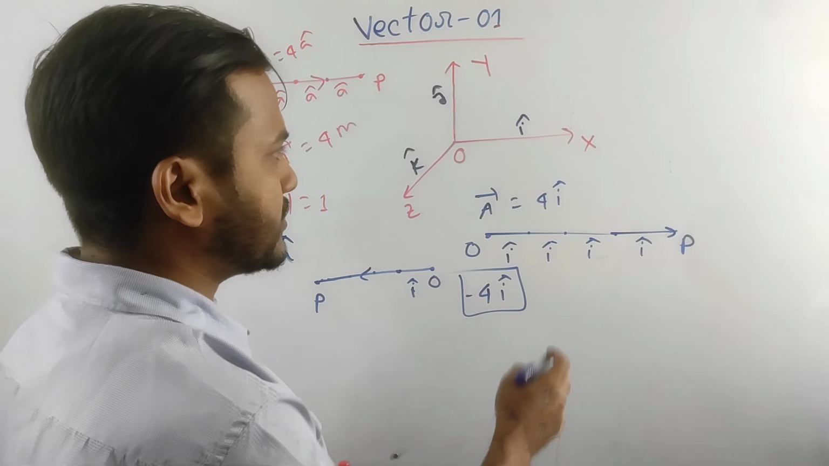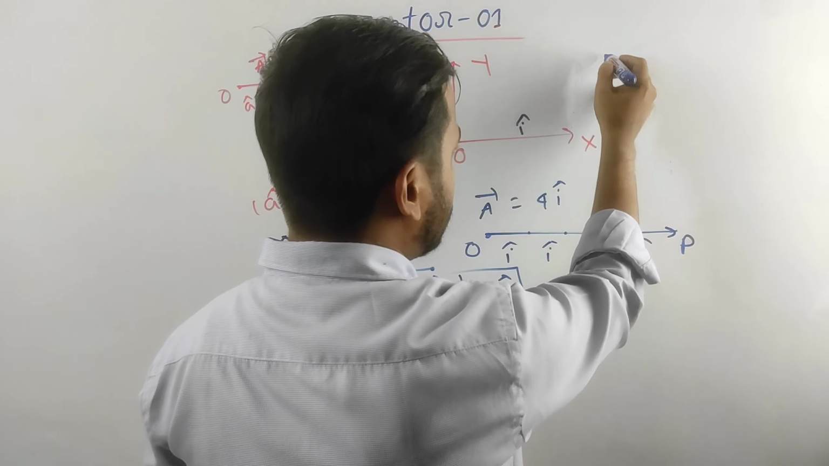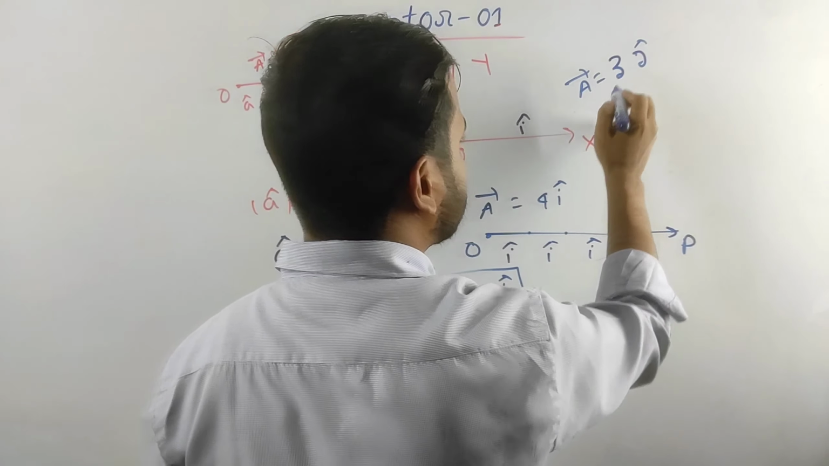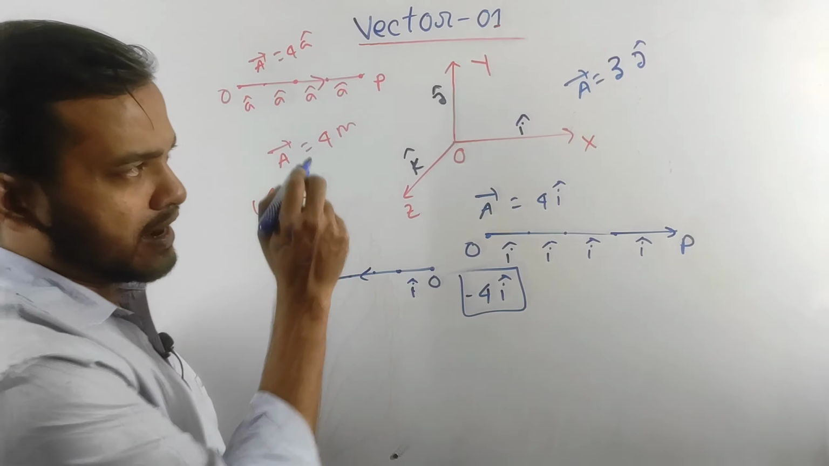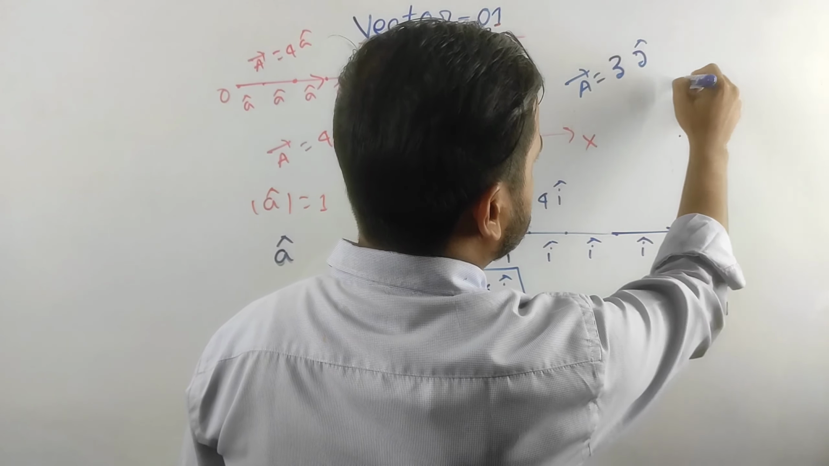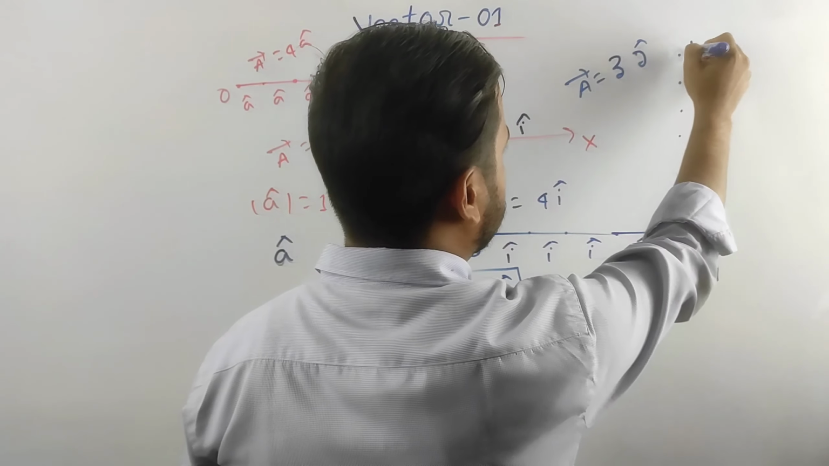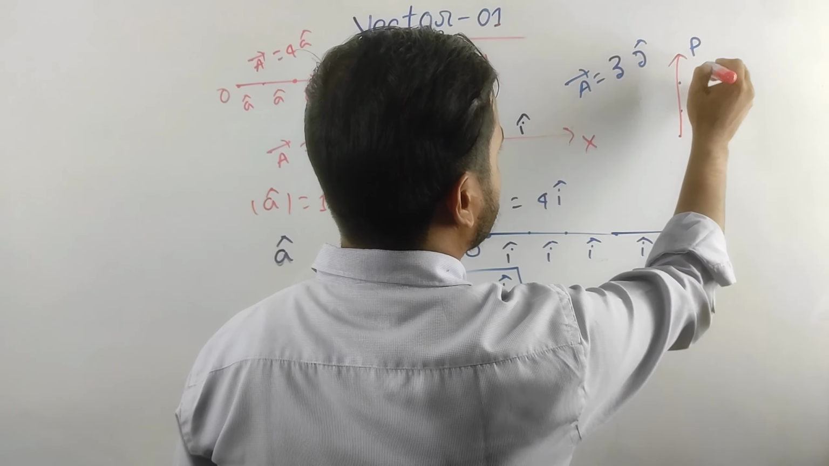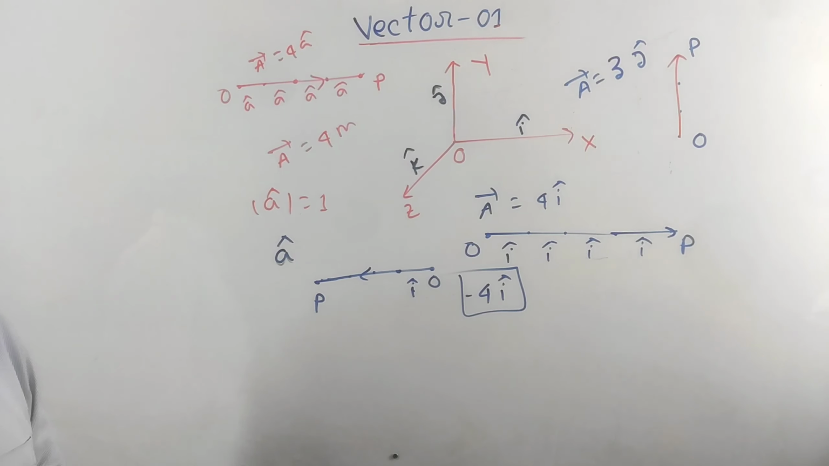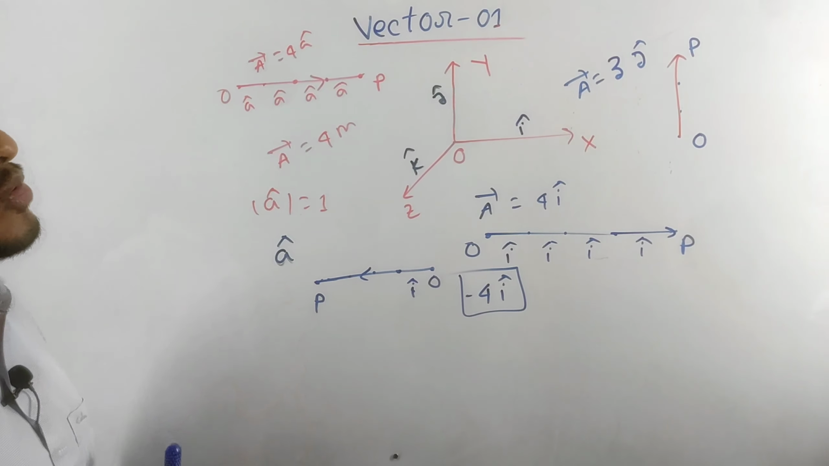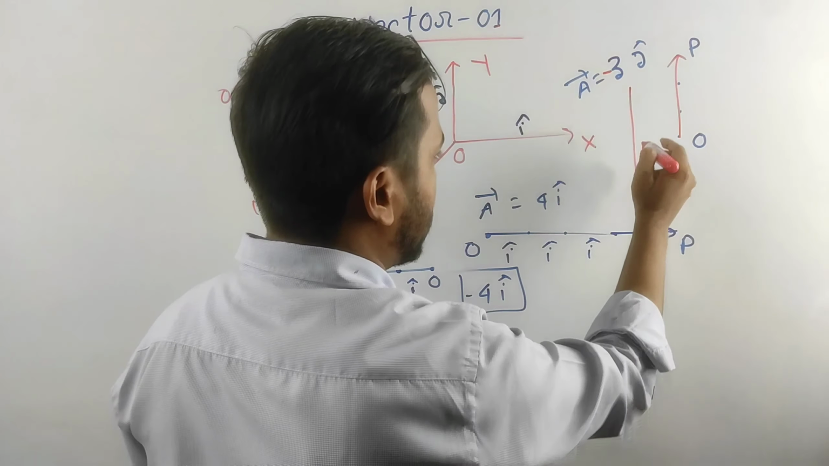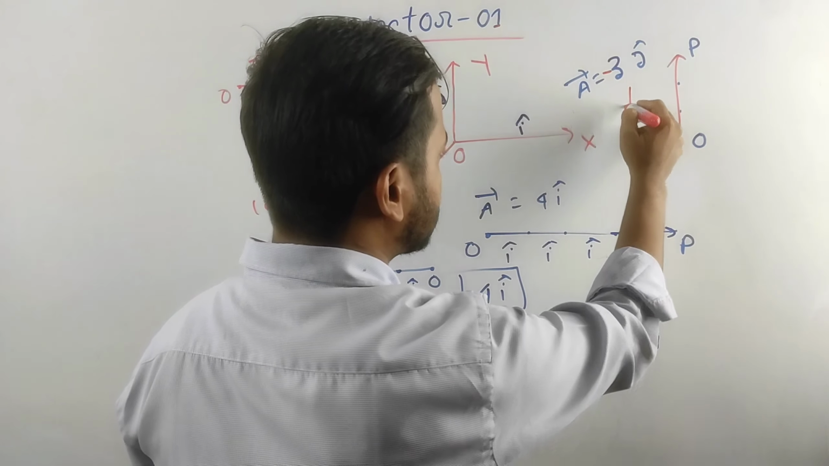Okay, so similarly we can say 3 j cap. Suppose your vector is 3 j cap, or your displacement is 3 j cap, then you should use it just like this one. This is your origin and this is your final point. Now you are heading towards the y axis, so your displacement is 3 j cap. So if your displacement is 3 meters or 3 j cap, your direction will be towards the positive y axis. If you say minus, then this will be the negative y axis, 3 units towards the negative y axis.